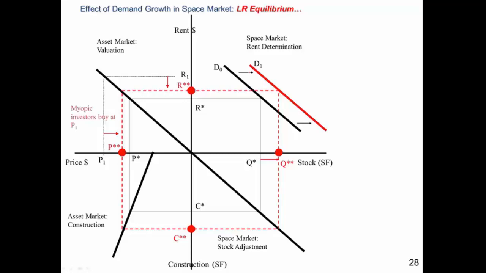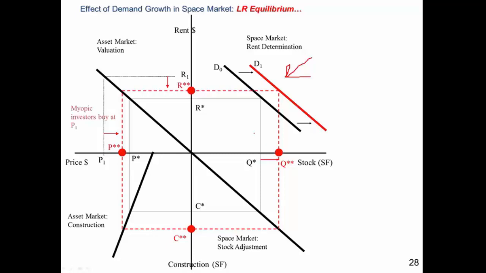So in summary, in this example, this was our big change here, the increase in demand. Holding everything else constant, we would see an increase in rents, an increase in asset values, an increase in construction cost, construction activity, and then an increase in square feet, space added. And that would be what you would get.